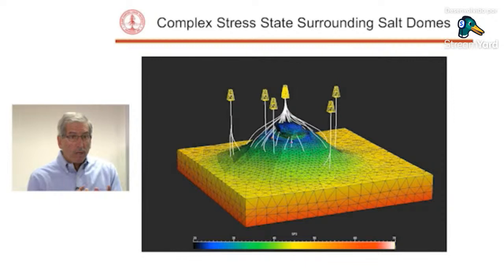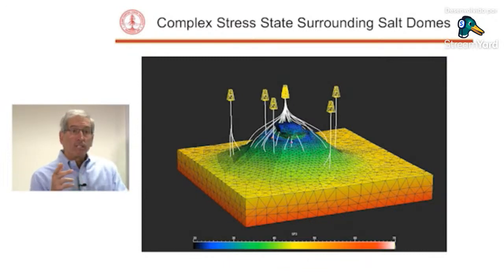So it's important to remember that what I've just said about the stress being vertical and horizontal is not true around salt, because salt creeps. Salt is extremely weak. Salt can support no shear stress over geologic time. So the interface between the salt and the rock becomes a free surface, right? The salt can support no shear.